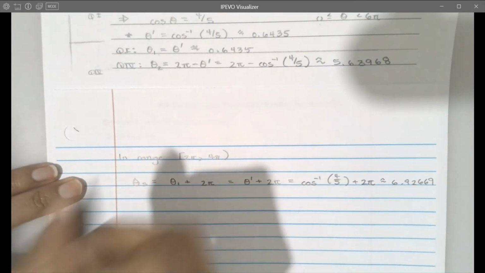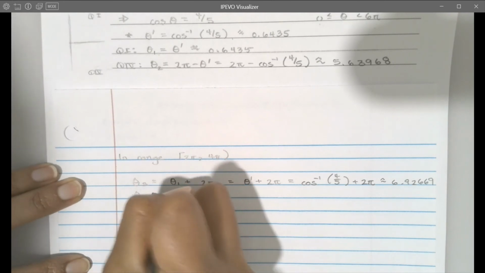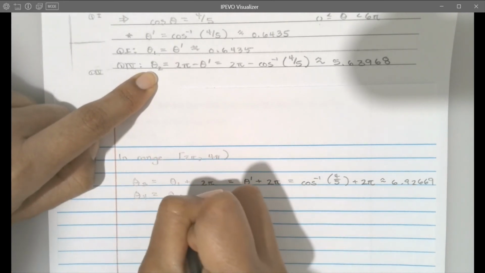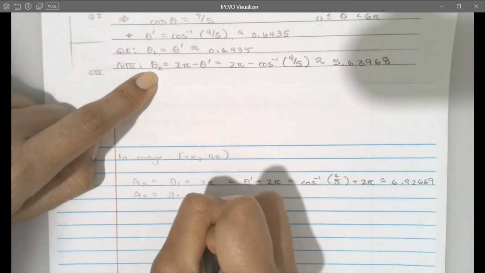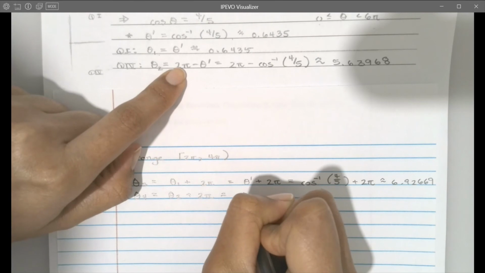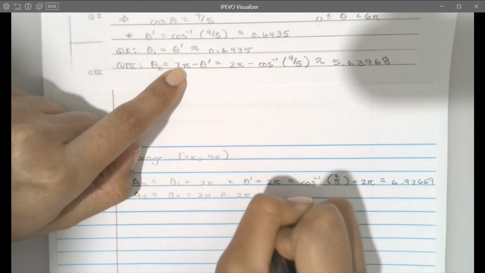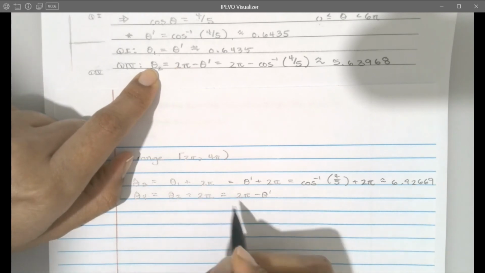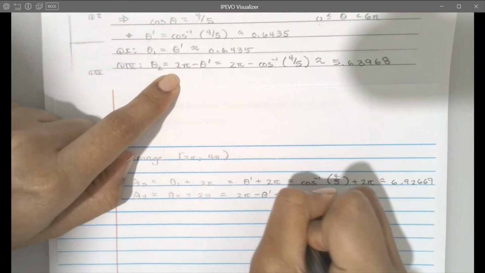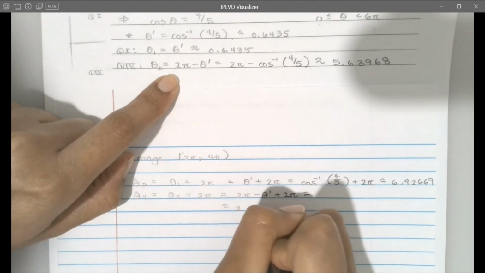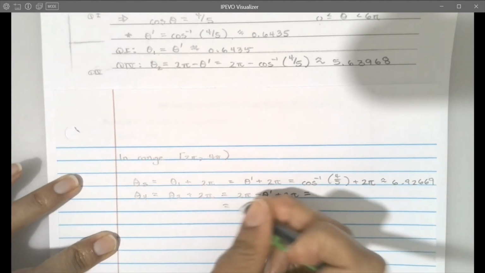Alright, now the fourth angle is going to be coterminal to the second, so it's going to be theta 2 plus 2 pi, which is 2 pi minus theta prime. That's just for the theta 2 angle, and then we have to bring over the plus 2 pi. So that is in total 4 pi minus theta prime.